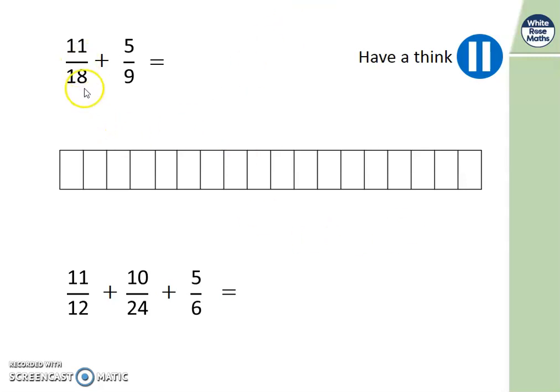So 11/18 add 5/9. So if you can see here is a bar with 18 pieces, and I need to have 11 pieces. And my 5/9 I'll need to change so we have a common denominator. So it changes to 18ths. What did I multiply by? 9 times 2 is 18. So 5 times 2 is 10. Now I have common denominator, I can add 11, add 10, which is 21.